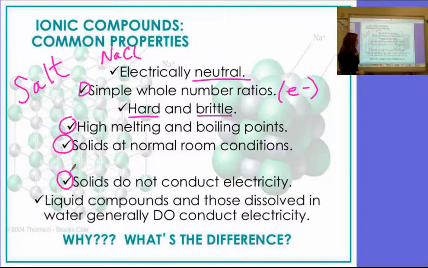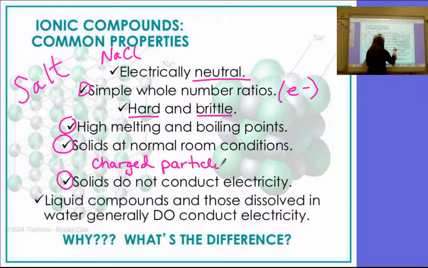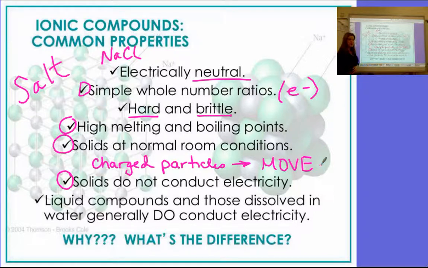Why? In order to conduct electricity, you need charged particles that can do what? That can move. In order to make your particles able to move, they have to either be in the liquid or dissolved in water aqueous form, and then they generally will conduct electricity. So why? What's the difference? You have to have the charged particles. They must be able to move.